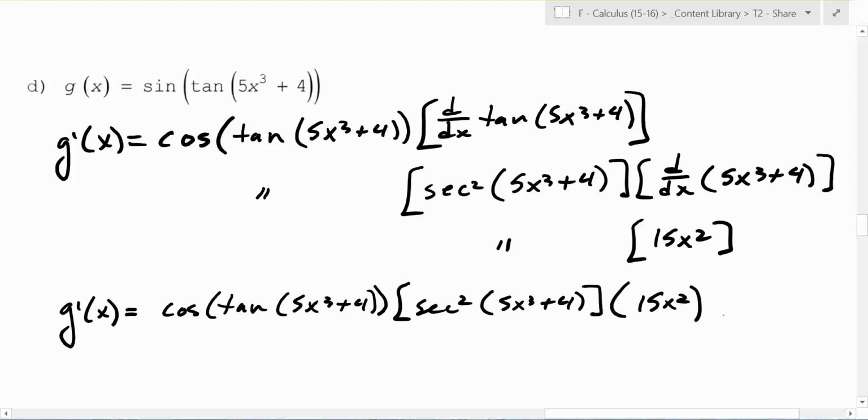So what rule did we really have to use twice here? We used the chain rule twice.